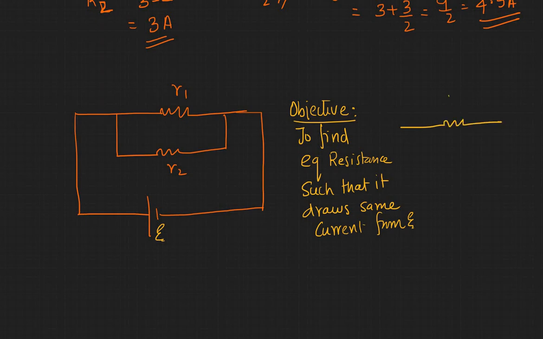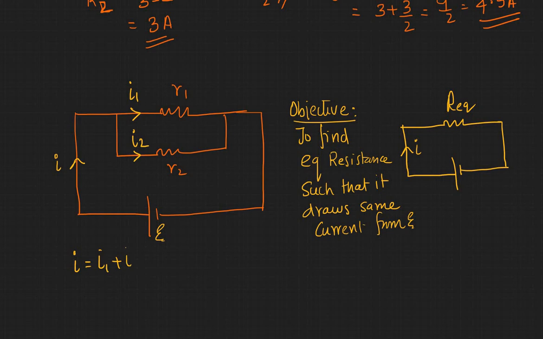We need to find an equivalent resistance such that it draws the same current I from the battery. So we know that this current is going to split up into I1 and I2. So this is the way the current is going to split up. And we also know that I will be equal to I1 plus I2 in this particular case.